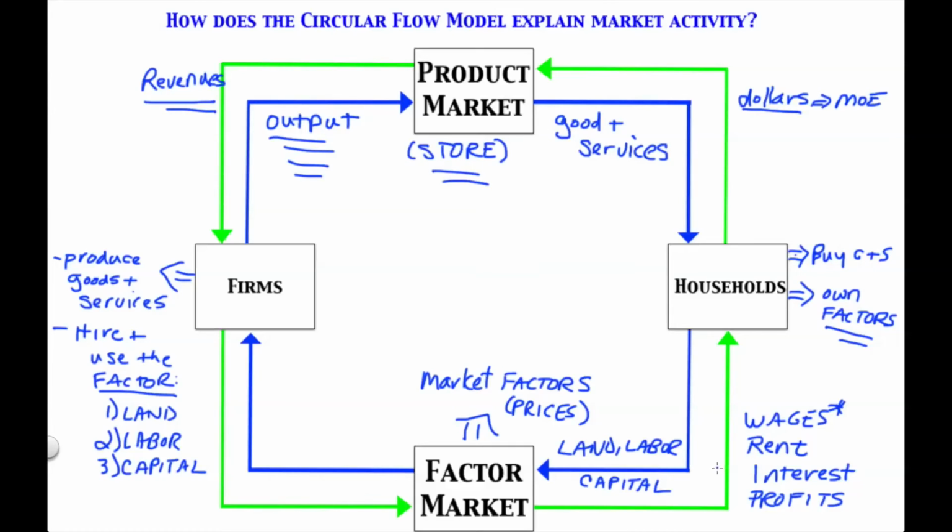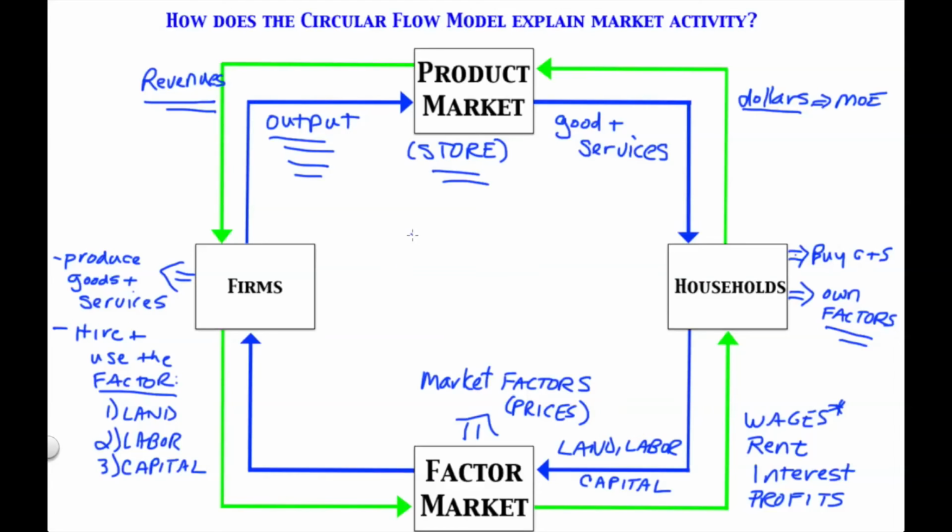I hope you understand how it explains market activity, because really what this describes is that the market is going to operate in one circle. The outside circle, the green circle, represents the flow of dollars, and the inside circle represents the flow of factors and the flow of goods and services.